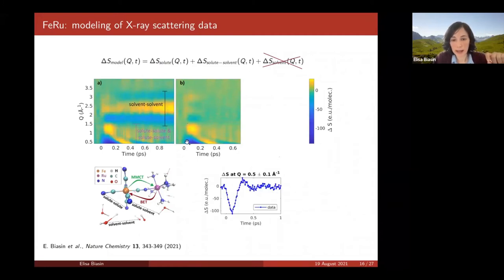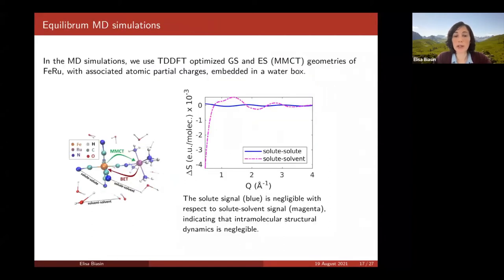This signal starts with a negative signal in the low Q, which is indicative again of expansion of atom pair distances. But then we also have a positive feature that seems to travel towards lower Q as a function of time delay. And if we take a cut at 0.5 inverse Angstrom, you can see this oscillatory pattern in the data. So to understand where this signal comes from, we started by doing some DFT, TD-DFT calculation of the ground and excited state of the ferrum molecule. And we embedded that in water boxes to calculate the corresponding solvation shell structure.